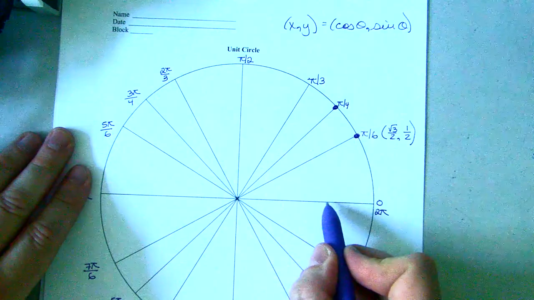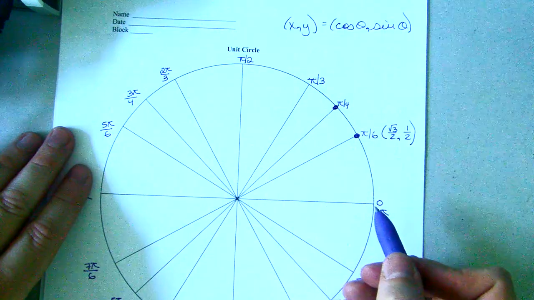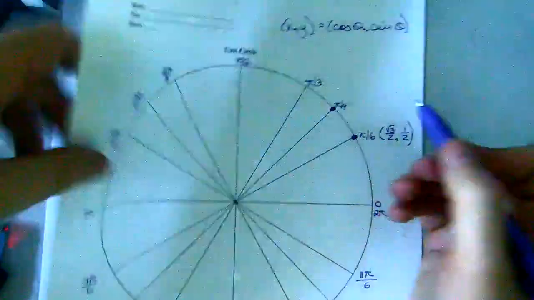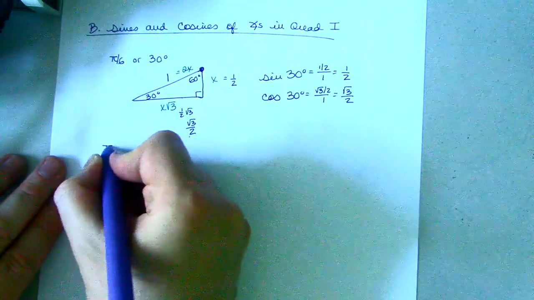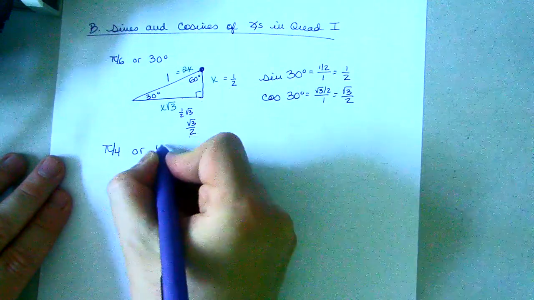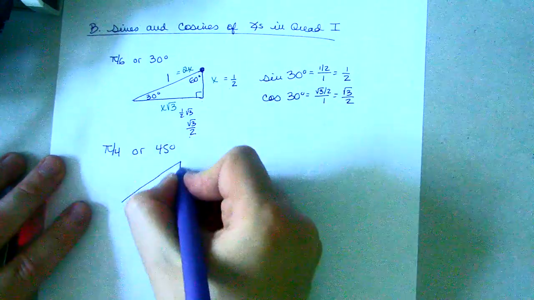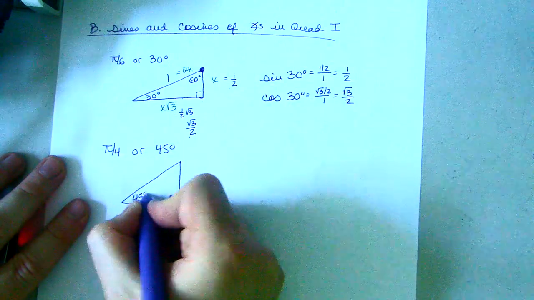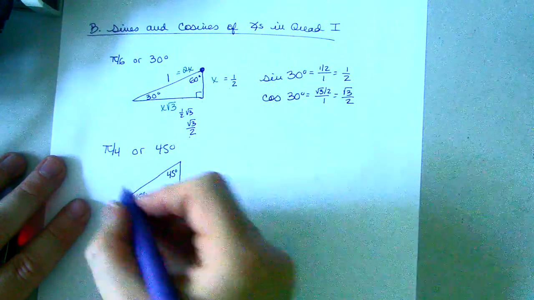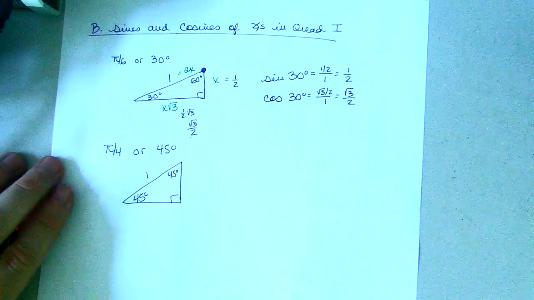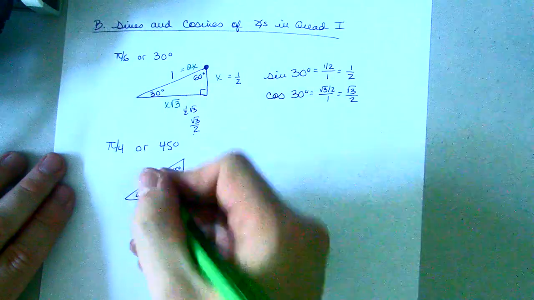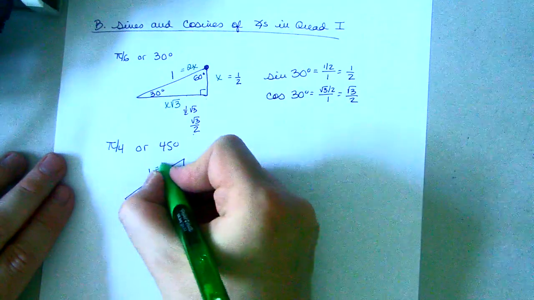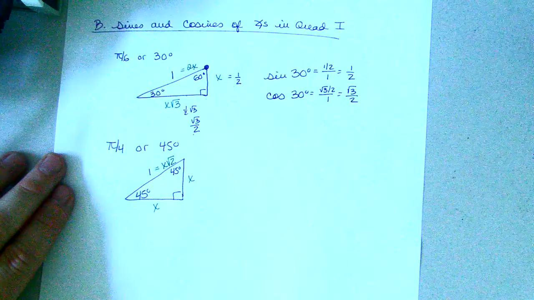Let me move on and try to find the coordinates of this point over here. So I can make a right triangle and all that stuff. Well, I know at pi over 4, or 45 degrees, I can make a right triangle that looks like this. 45 degrees, 45 degrees. I've got a 45, 45, 90 right triangle. My hypotenuse is 1. I know that what's across from the 45 is x, the other 45 is also x. What's across from the 90 is x root 2.